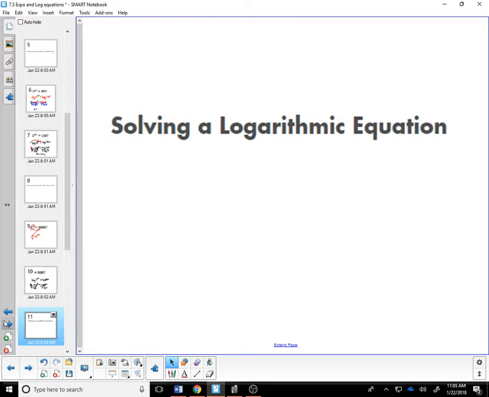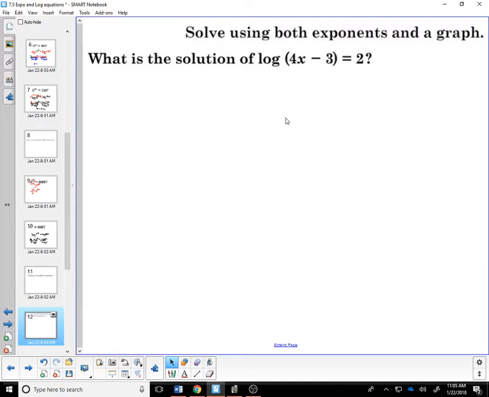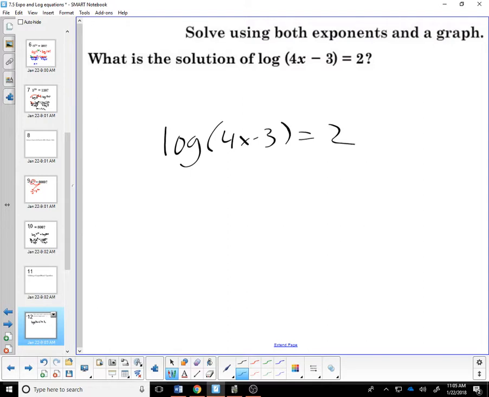Now logarithmic equations. So this is the other way. So now we have, what is the solution of log of 4x minus 3 is equal to 2? Okay. This says what is the solution to log of 4x minus 3 equal to 2?